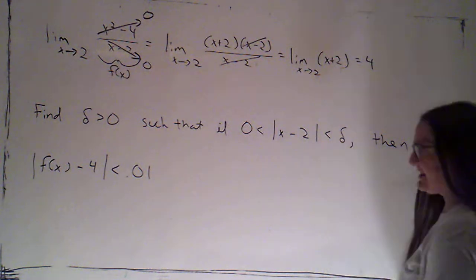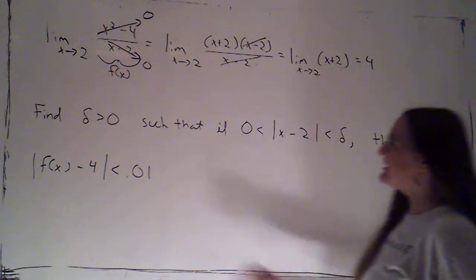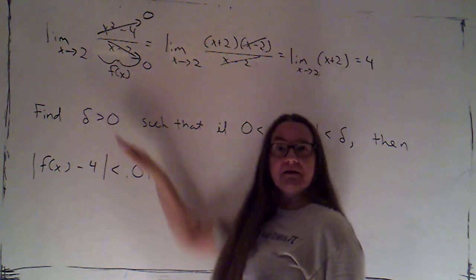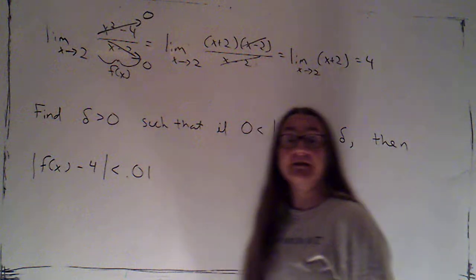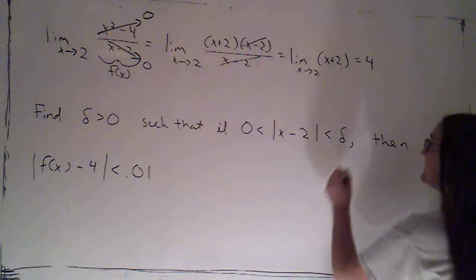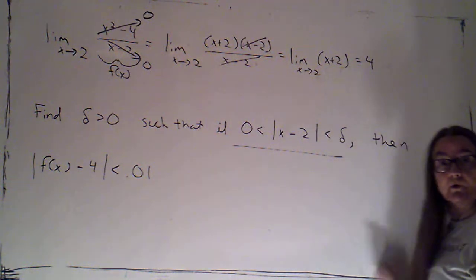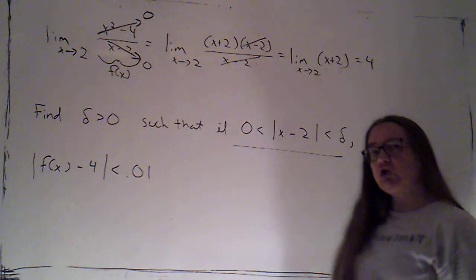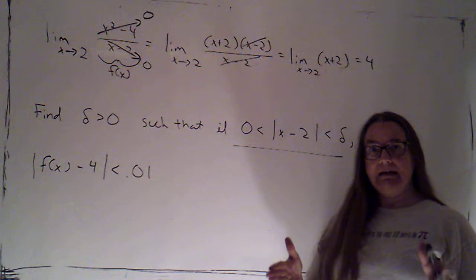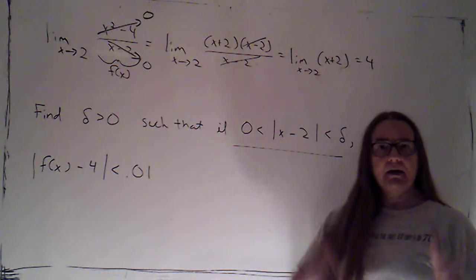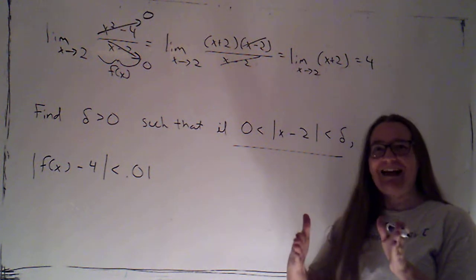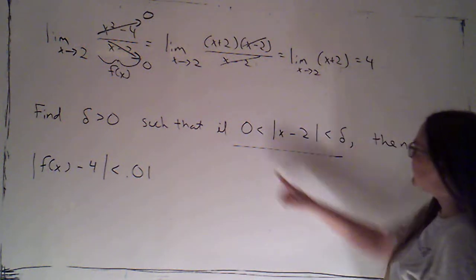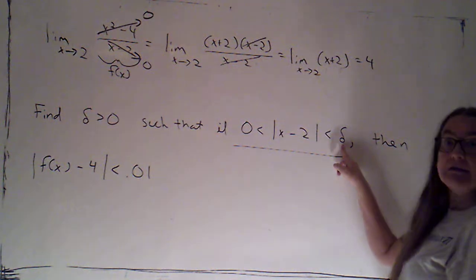But here's the task we're given. We're being asked to find a positive number delta. Delta being bigger than 0 just specifies that it has to be a positive number, such that if this inequality is true. Now I want to remind you that the absolute value of x minus 2 just means the distance between x and 2. So that would be the horizontal distance on the x-axis between our x value and the number 2. And we want that distance to be between 0 and delta.